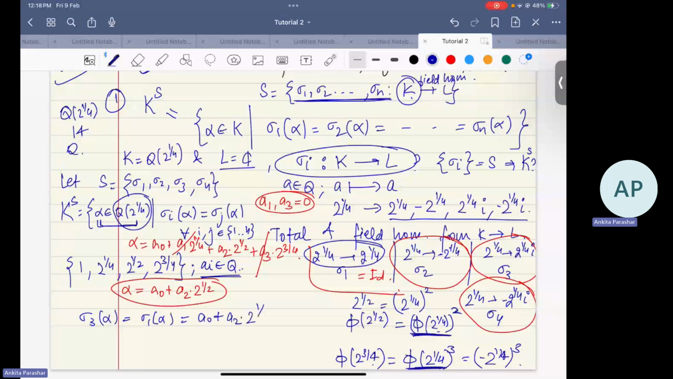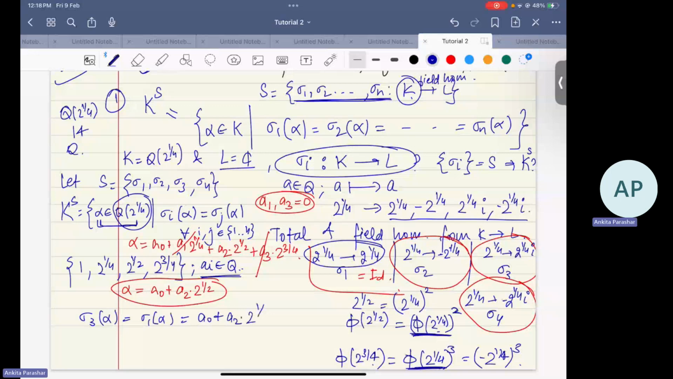Because A1, A3 were 0. And can you see this field where A0 is from Q? Can you identify this set as some known field which you know? Yeah, it is Q root 3. Right? So therefore the first one, the fixed field is Q root 3. Right?